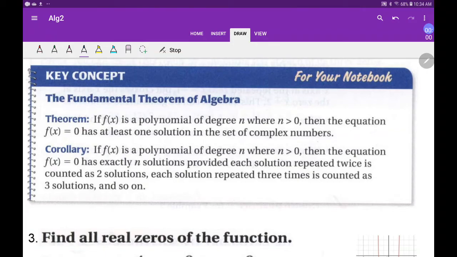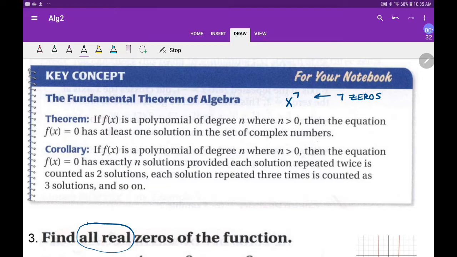I want to remind you of the fundamental theorem of algebra. The next problem is going to talk about all real zeros, but the fundamental theorem says it goes beyond real. It's imaginary. If we have x to the 7th, that implies there's 7 zeros, or 7 solutions, or 7 roots, or whatever you want to call them.